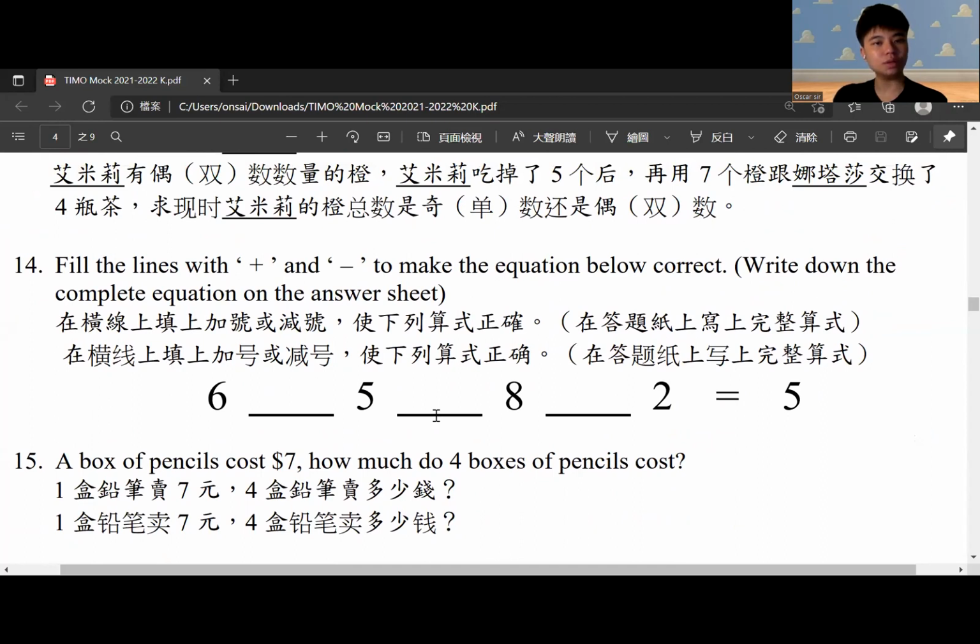Okay, in this question, we need to fill in the symbol. In mathematics, we call it the operation. We can use the plus and then the minus to make the equation below correct.